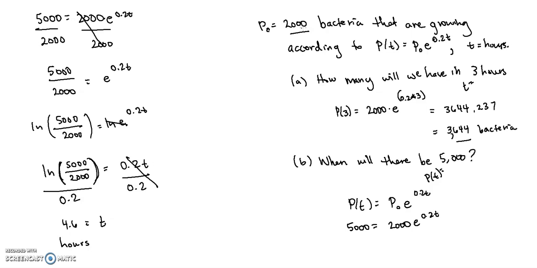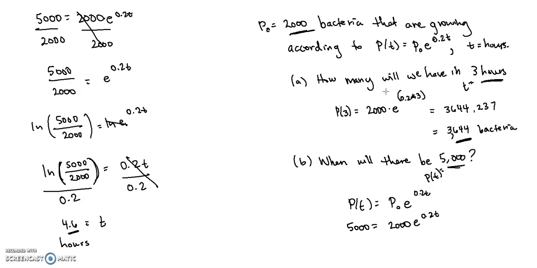Let's make sure this makes sense. We started with 2,000. In 3 hours, we went to 3,600. And then in 4.6 hours, we went to 5,000. That all seems reasonable. Okay, the numbers are going to grow, and at times they're going to grow really rapidly, but they should either always be going up or always be going down. It can't go up and down, and the numbers can't look too crazy.